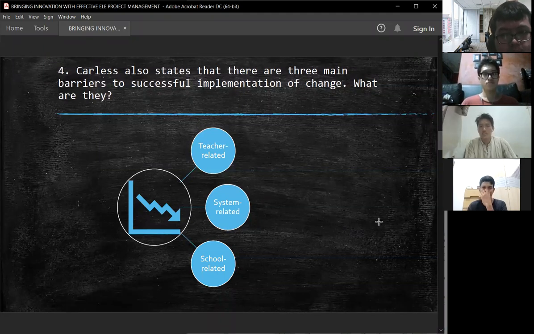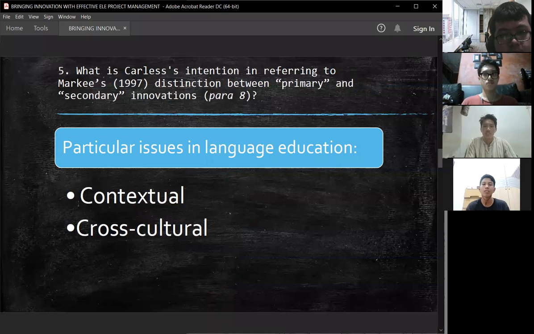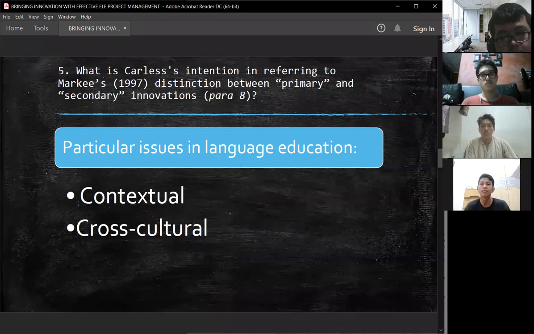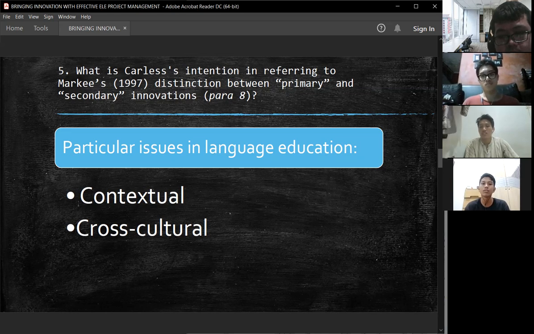And now we move on to the fifth question, which is related to what is Carless' intention in referring to Marsh's 1997 distinction between primary and secondary innovations. So Carless wants to show readers that there are 2 types of innovations, and those are primary innovations and secondary innovations. Both of the innovations can support the success in implementing changes in language teaching and learning innovations. And the secondary innovations have to be successful to be promoted in order to have a successful implementation of the innovation.